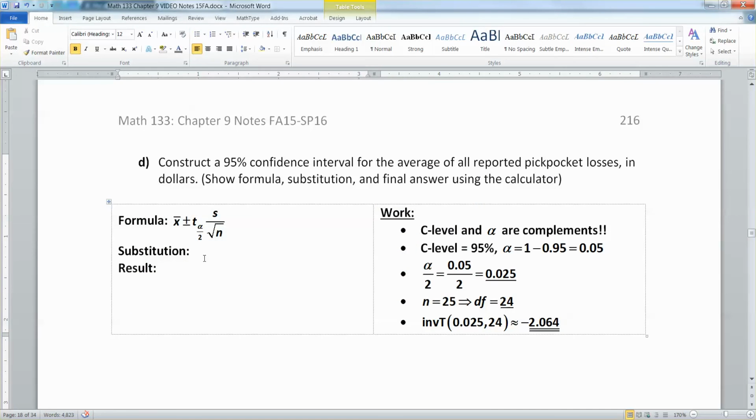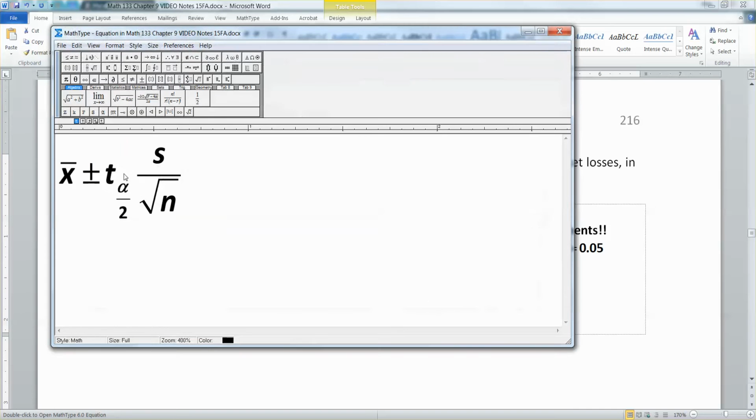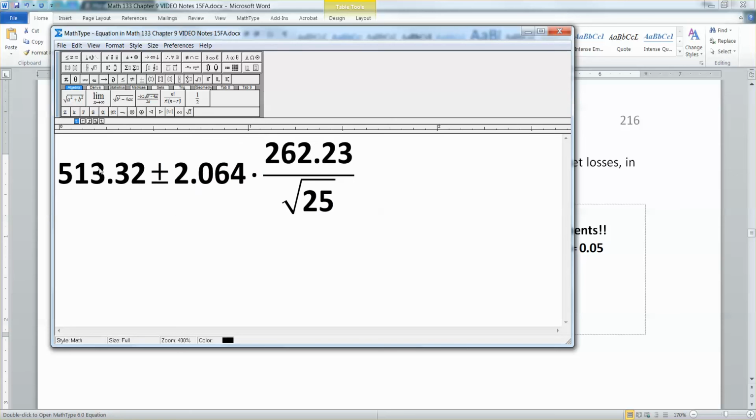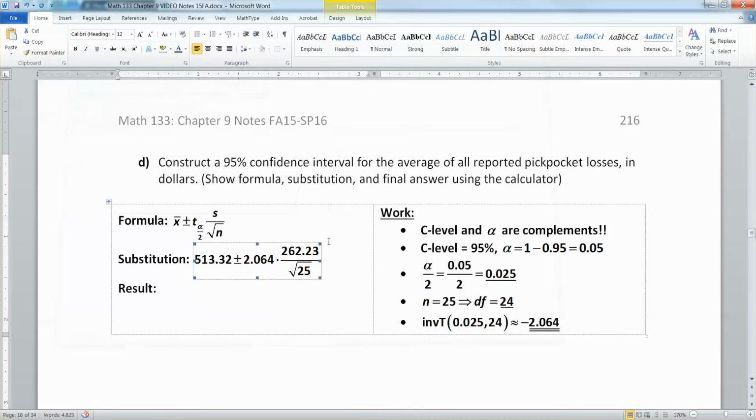Okay, so why did that help me? Well, because it gives me what I need for this formula. I now know that that t right there is 2.064. But I already found the other values. 25 was my n. This was 262.23 up there. Technically, that's a times, in case that wasn't clear. And this one's 513.32. We already found those values in part A.